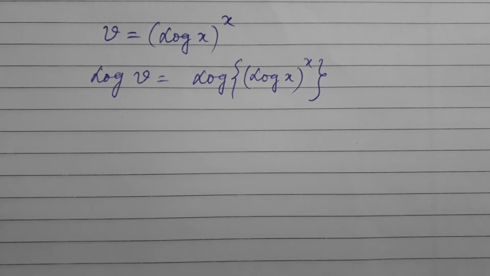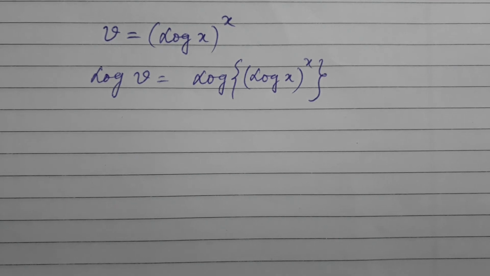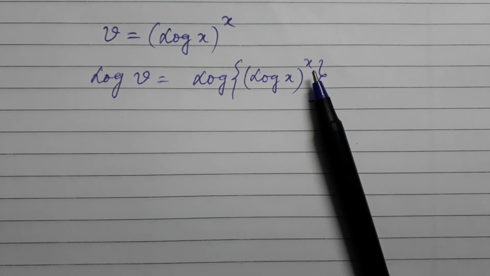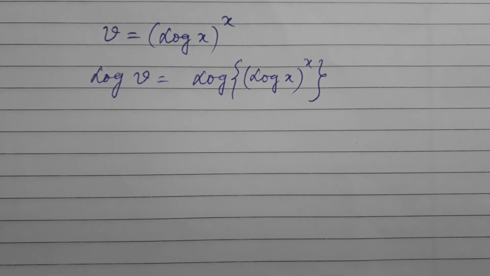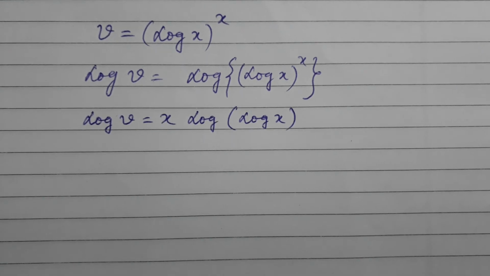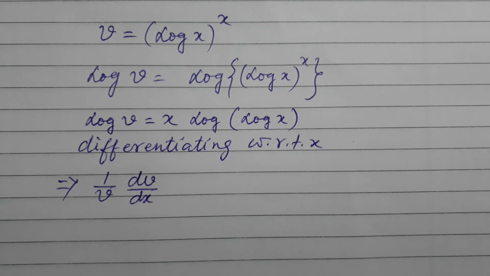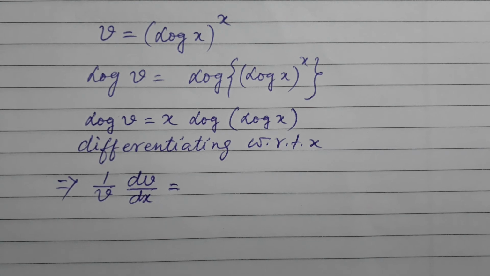So here we have the relation after applying log on both sides. Now think of the right hand side as log of a to the power x. Now this power can come outside the log, and we can write log v = x log(log x). Now let us differentiate it with respect to x. So we get the left hand side as (1/v)(dv/dx) equals, on the right hand side, we need the product form.